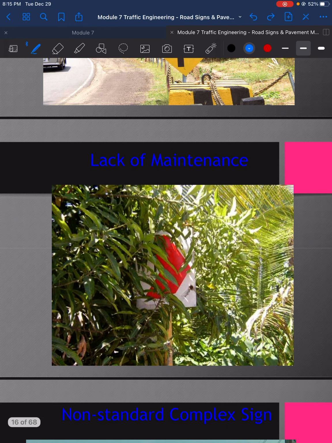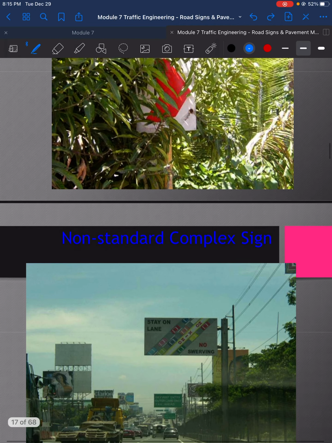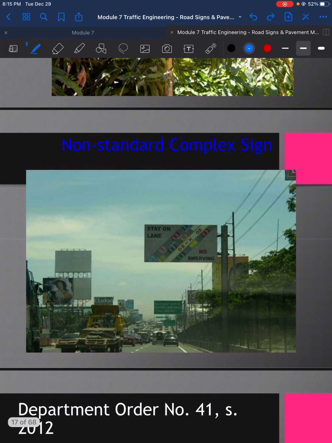How about this one? Lack of maintenance. Our chevron signs here are covered by branches. I hope part of the government's budget also goes to maintenance of these road signs, and that it is used properly. This one is non-standard, because it is not what is in the manual that we follow.